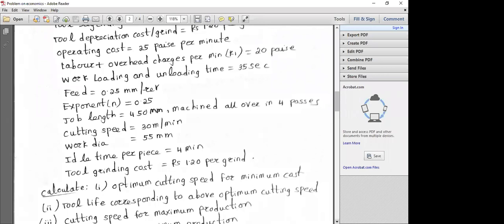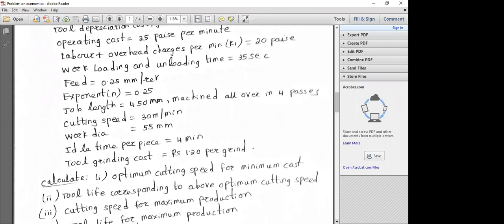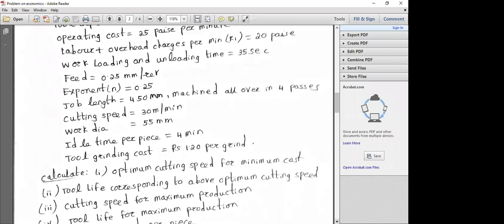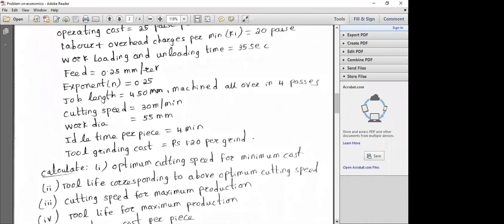What is tool life corresponding to optimum cutting speed? It is simply what he has asked previously. So it is TMC. It is only TMC he has asked. The second case: he has asked cutting speed for maximum production rate. It is VMP or VMPR. So what is tool life for maximum production? It is nothing but TMP or TMPR.